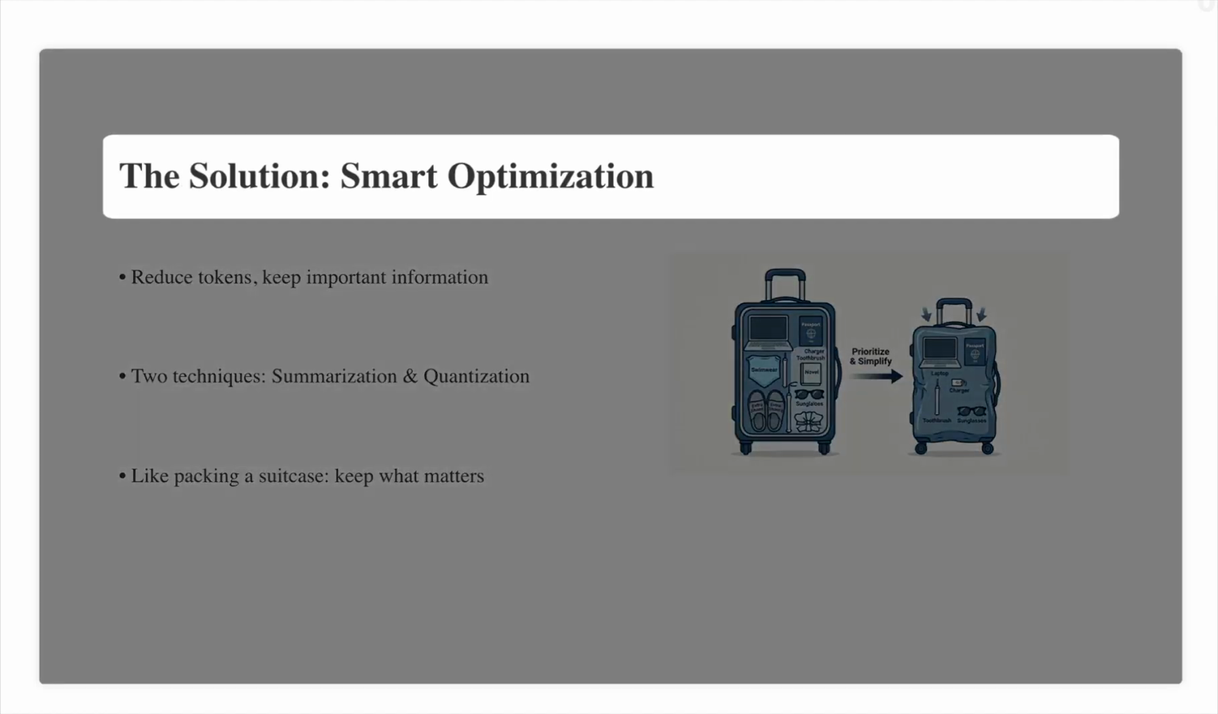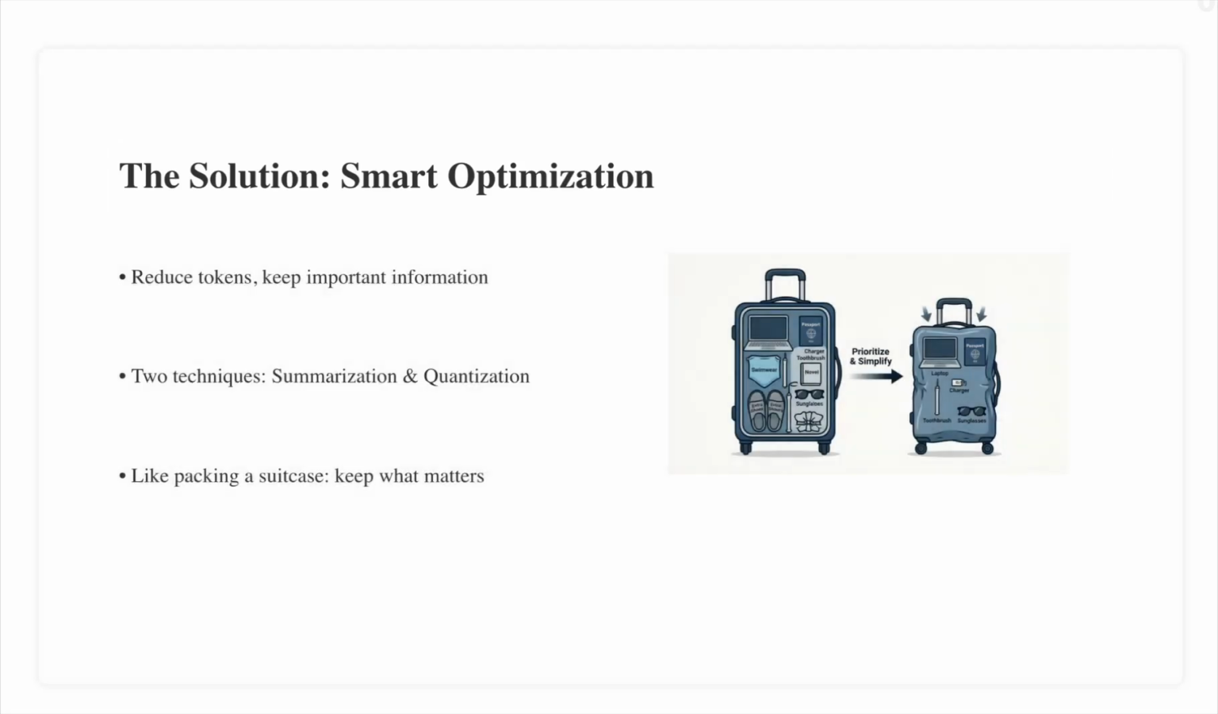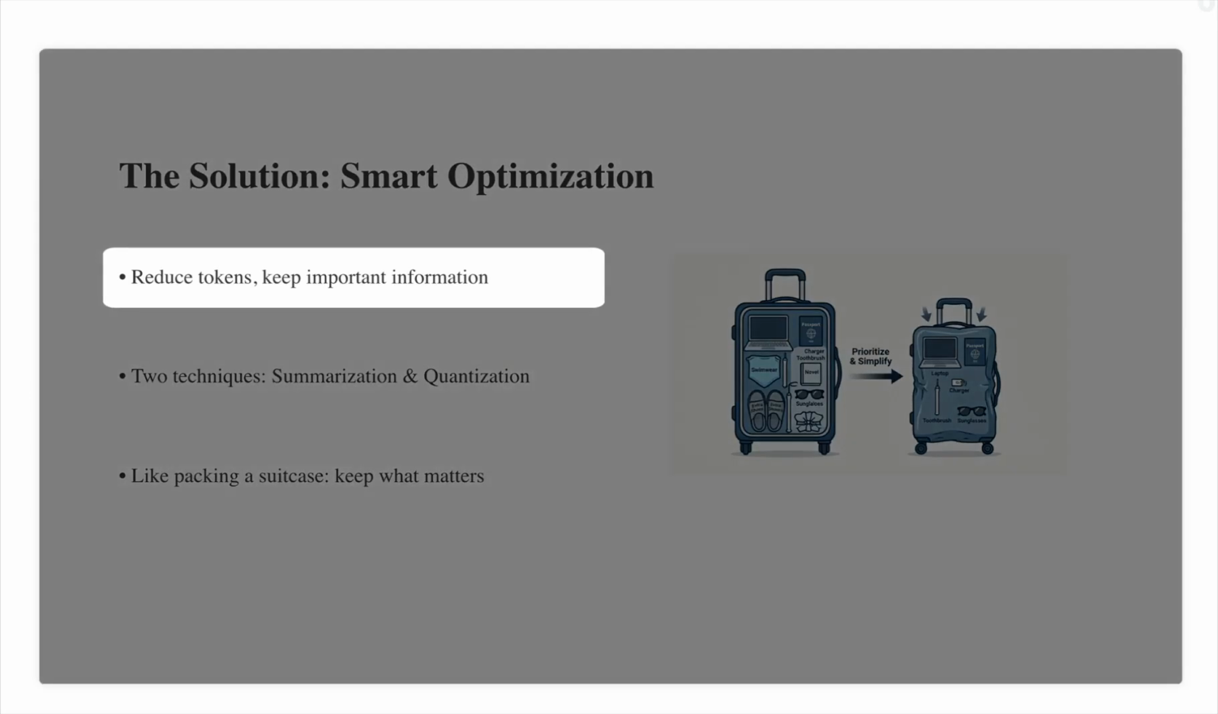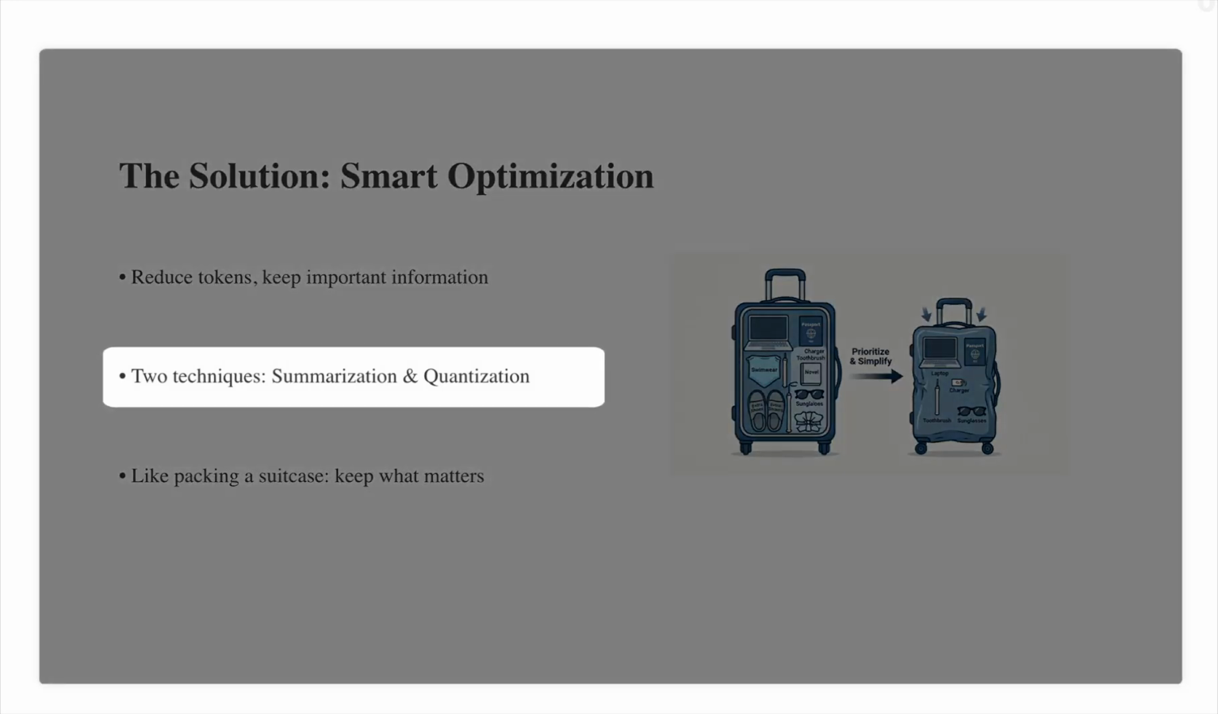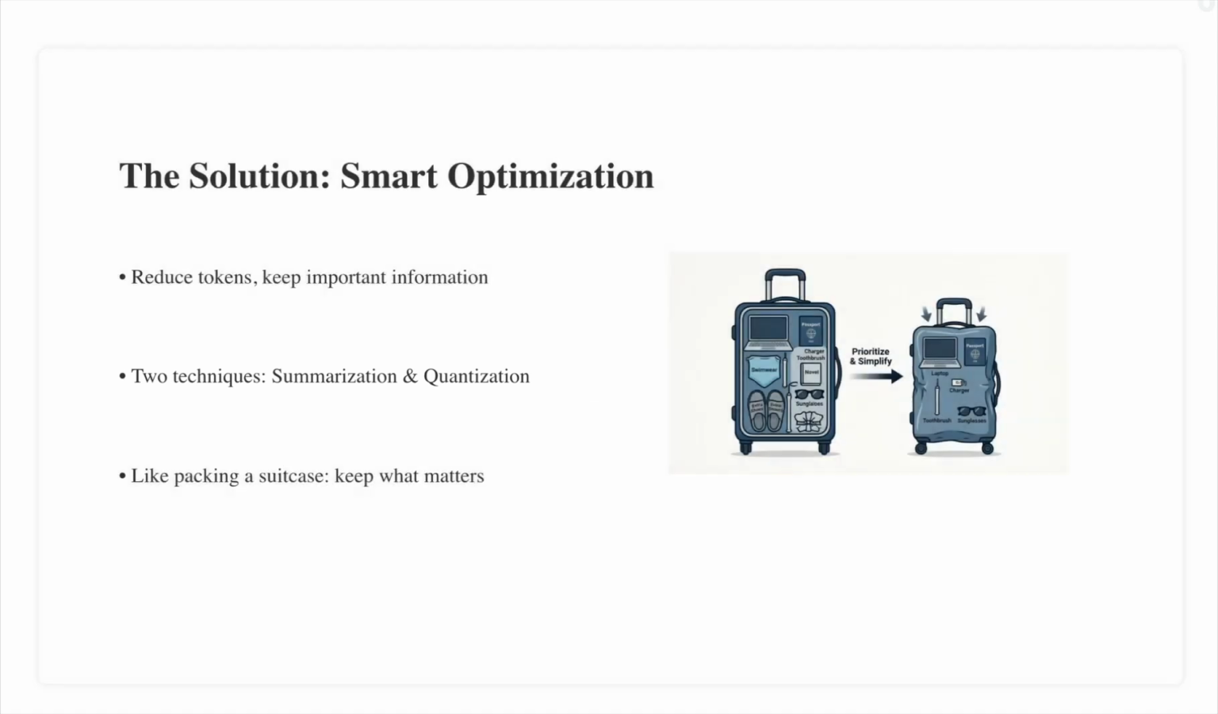Now that we've seen the three main problems with large context windows: increased costs, slower responses, and more hallucinations, let's look at how we can solve them. This is where smart optimization comes in. The goal is simple. We want to reduce the number of tokens we send to the AI while still keeping all the important information intact. Think of it as making our data more efficient without losing what matters. There are two main techniques we'll explore: context summarization and quantization. These are the tools that help us compress information smartly.